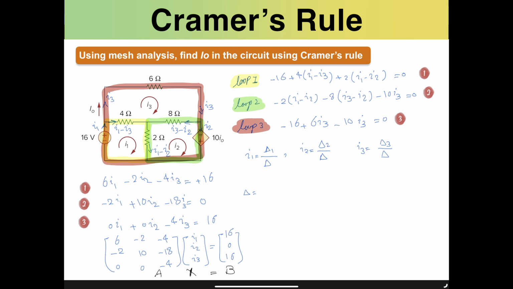Delta is essentially the determinant of the matrix A, which is 6 minus 2 minus 4, and then minus 2, 10, minus 18, 0, 0, minus 4. The way that we would calculate this determinant is we would repeat the first and second row again at the very bottom here as well. So we would have 6 minus 2 minus 4 and minus 2, 10, minus 18.